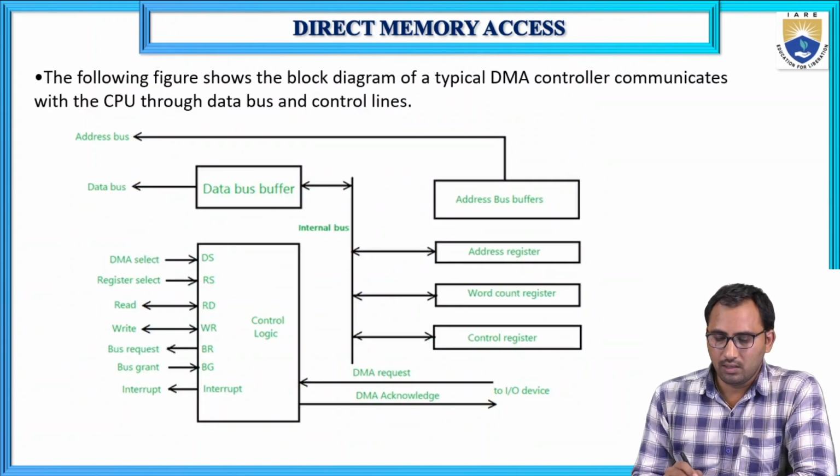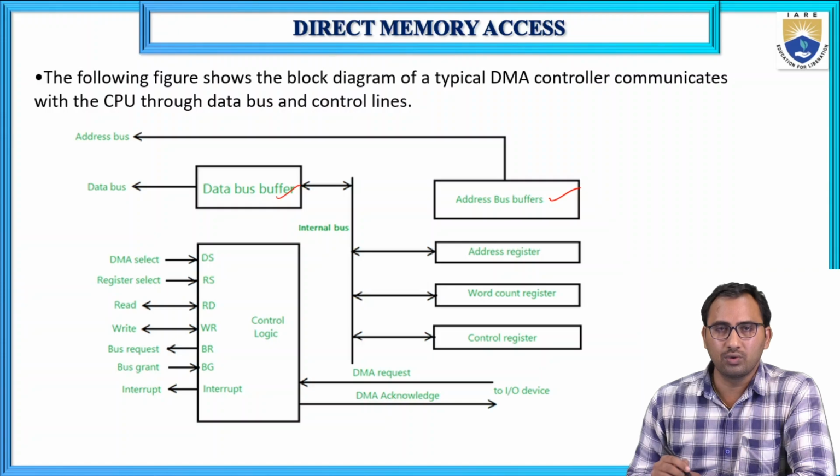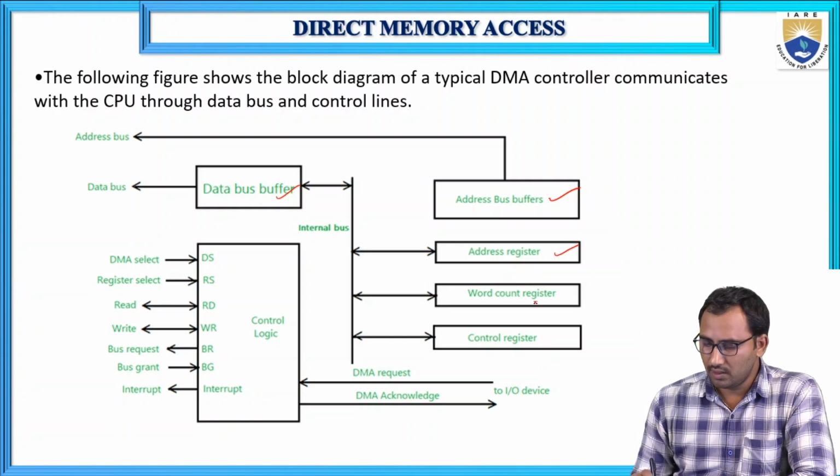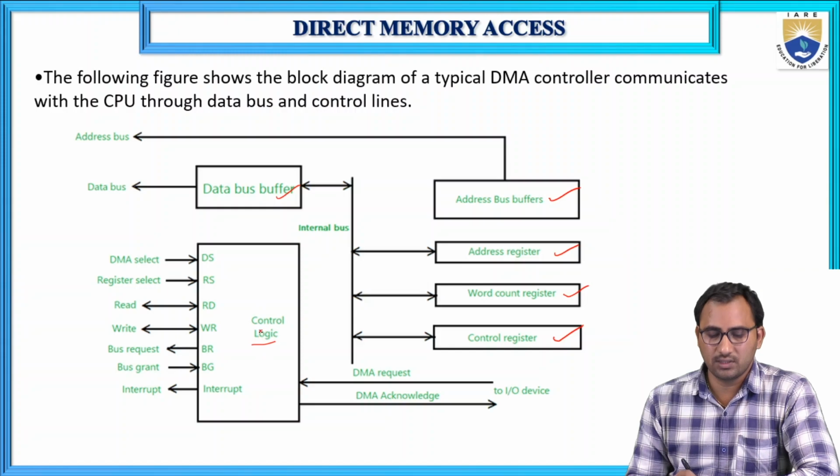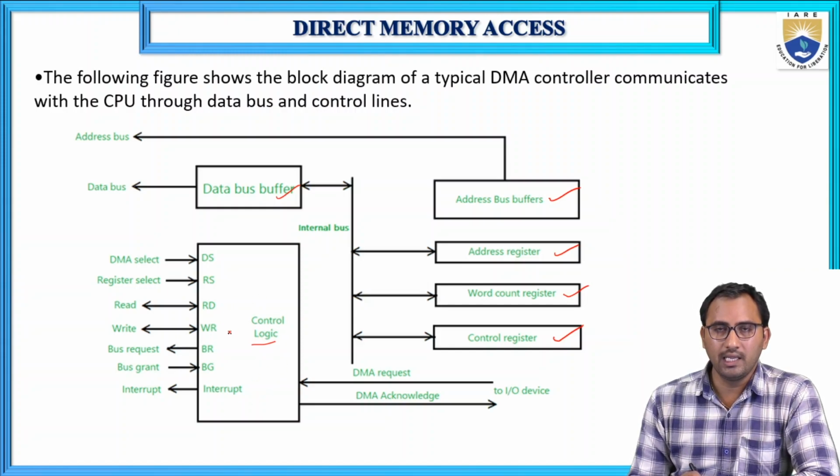And coming to the block diagram of the DMA controller. The DMA controller has different registers and buffers. See here: address bus buffers and data bus buffer. In general, the buffers are used to store some data. And 3 registers are associated with the DMA controller: the address register, the word count register, and the control register. And this is the control logic. Using this control logic, we can control the DMA controller.